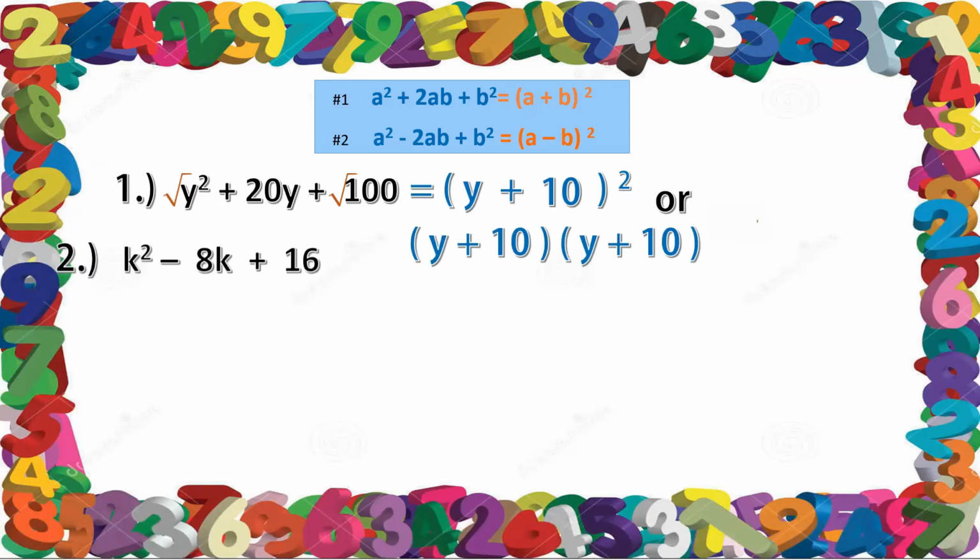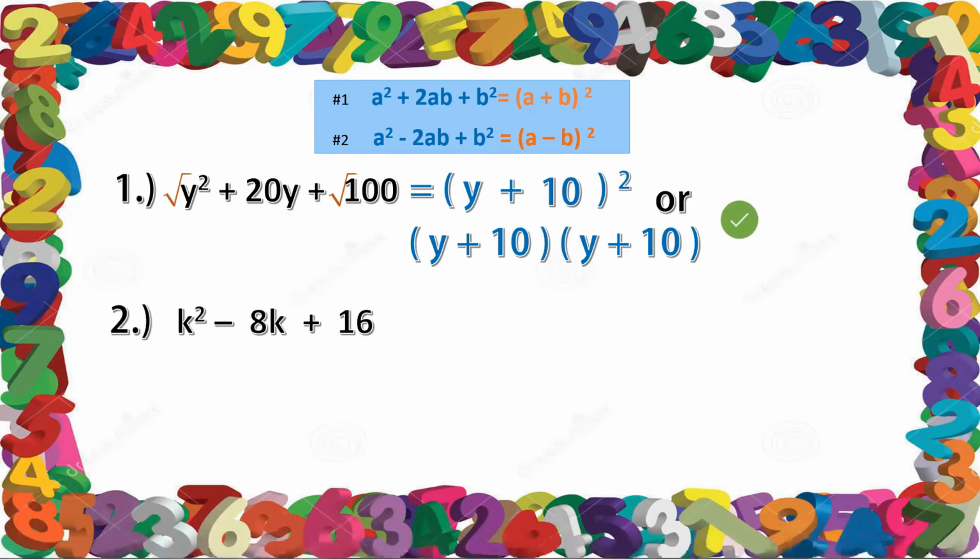Now let's proceed to item number 2. We have k squared minus 8k plus 16. Again, follow the pattern. Quantity, the square root of k squared is k. Now what operation must be used?